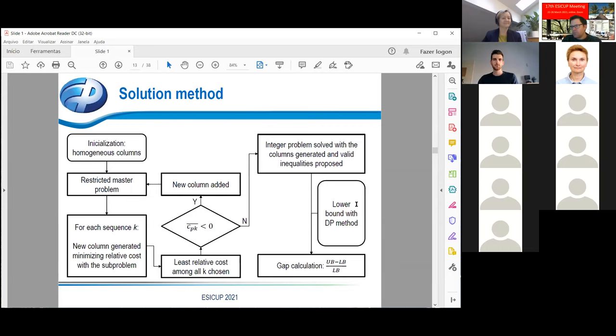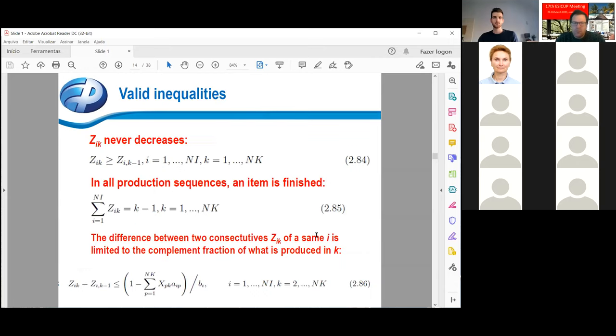We also added a lower bound method for tardiness cost with dynamic programming, because the linear relaxation of the problem is not so good because of just disjunctive constraints. And then with the results, we have the gap calculation. We added some valid inequalities that help to constrain the space of solutions. So we have Z_IK never decreases, in all the production sequences an item is finished. And then the difference between two consecutive Z_IK of the same item I is limited to the complement fraction of what's produced in K.